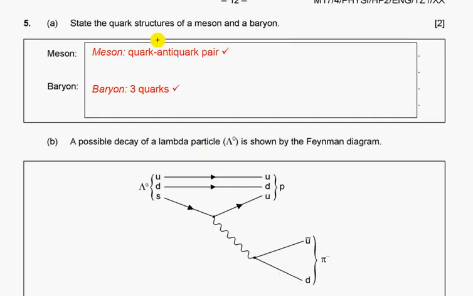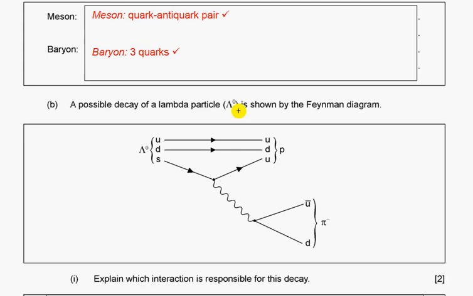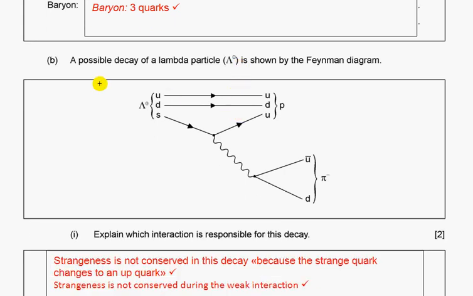State the quark structure of a meson and a baryon. So just memorize: a meson is a quark and antiquark pair, and a baryon consists of 3 quarks. A possible decay of lambda is shown by the Feynman diagram. So here this is the time, and this will be the position.